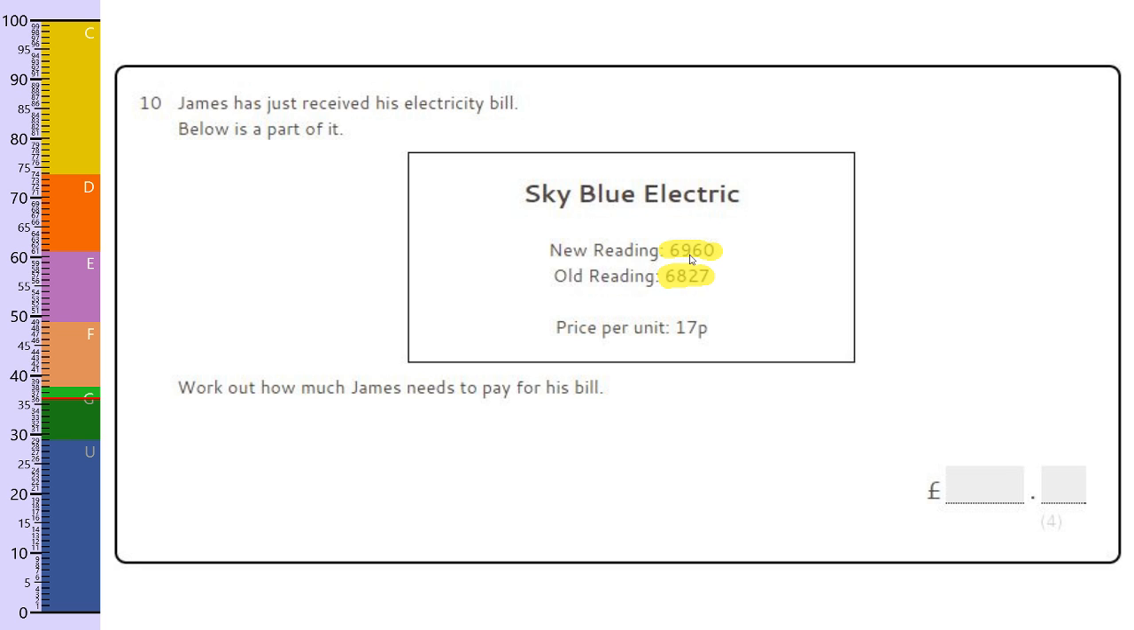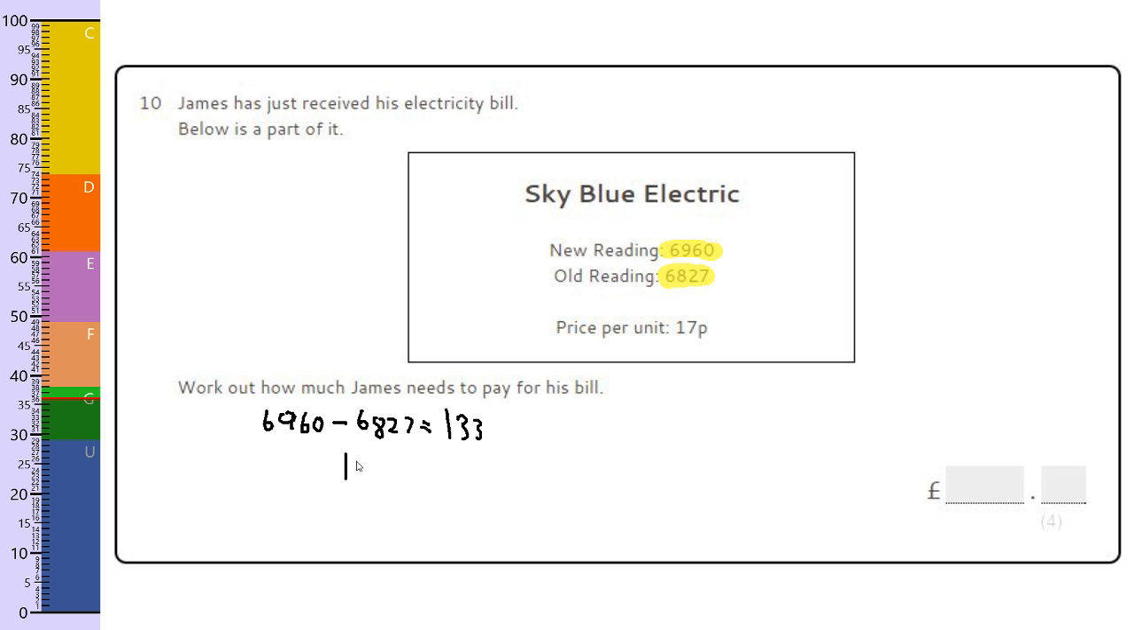So the first thing to work out is the difference between those two. You want to do 6960 take away 6827. I'll just do it in the calculator. So 6960 take away 6827. And that equals 133. So this person has used 133 units. Okay, and they're just called units. Now the price per unit is 17p. So each one of those units is going to cost 17p.